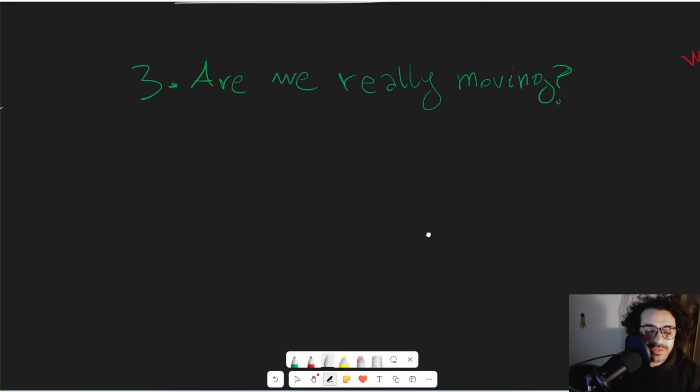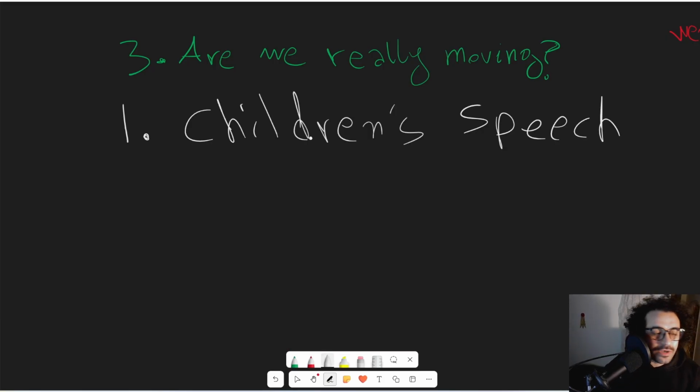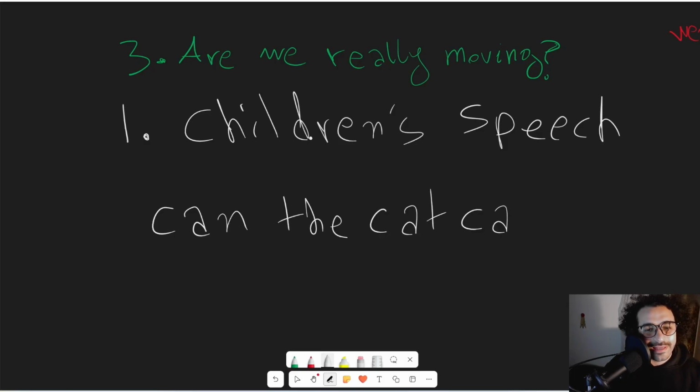Now, what sort of evidence can we use to support this claim? Mainly, we can talk about 2 pieces of evidence. The first one is children's speech. Sometimes it's been noted that when children are around 2 to 3 years old, they will say things like, "can the cat can jump," as a question. So as you see here, there's a double can.